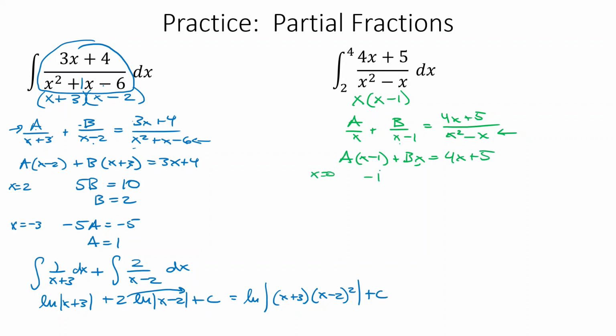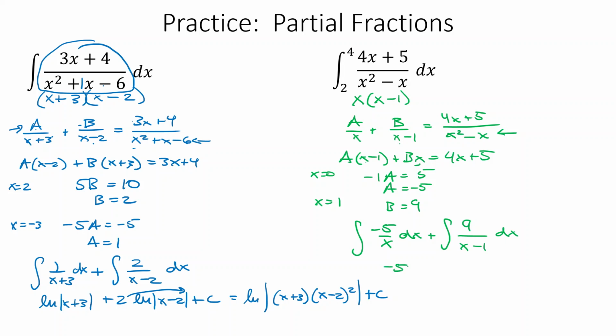An easy number to plug in would be 0. So we'll get negative 1a equals 5. So it looks like a is negative 5. Another easy number to plug in would be 1. If we plug in 1, we get 1b equals 4 times 1 is 4 plus 5 is 9. So now we've got a and b. So now we've got the integral of negative 5 over x dx plus the integral of 9 over x minus 1 dx.